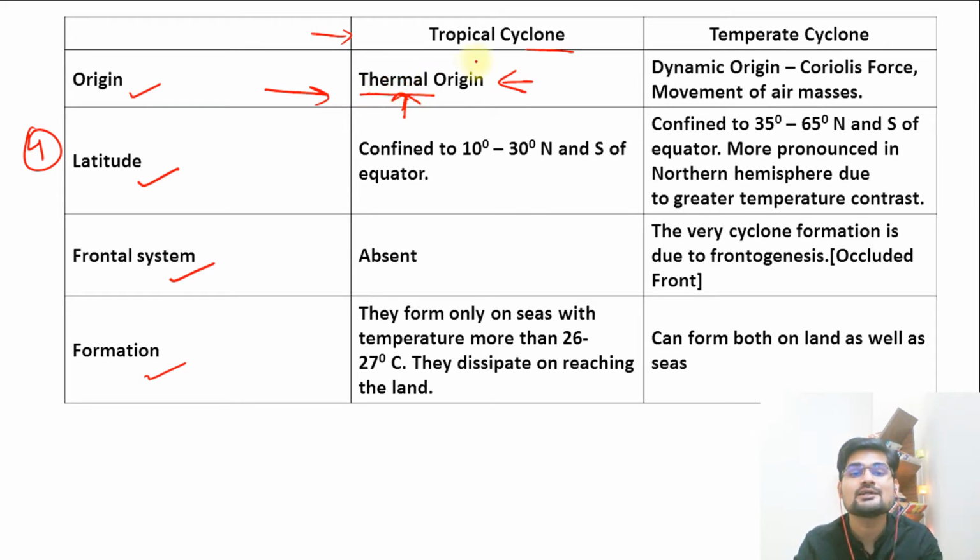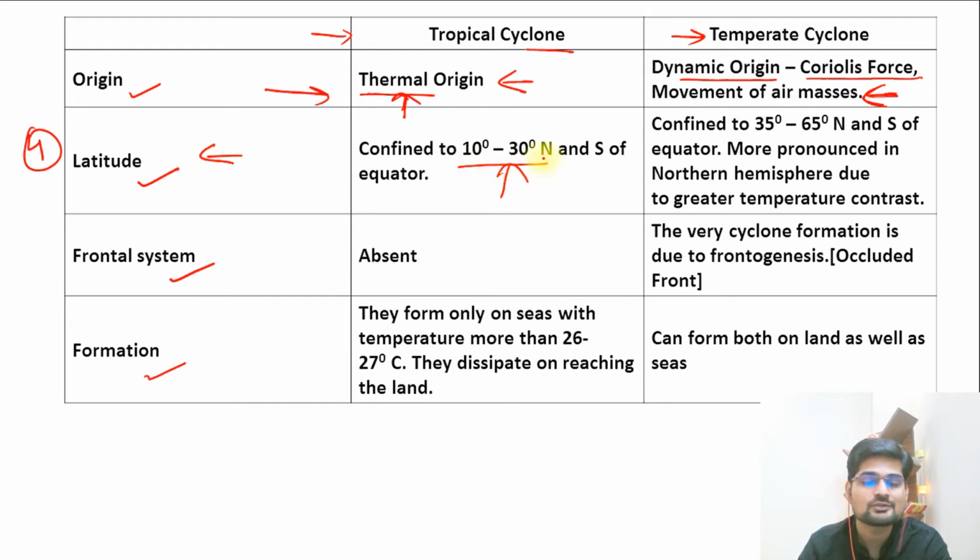So largely in the tropical region you have this. But what is the origin in temperate cyclone? It is a dynamic origin. Remember, Coriolis force is one of the factors. Apart from that, air masses and their characteristics are the other factor. So that is important here, right? Then we have the latitude. Tropical is 10 to about 30 degrees. Remember, the tropics is where it originates and where it is confined, while the temperate one is in the mid-latitude zone, that is from 35 to 65 degrees north and south of the equator.